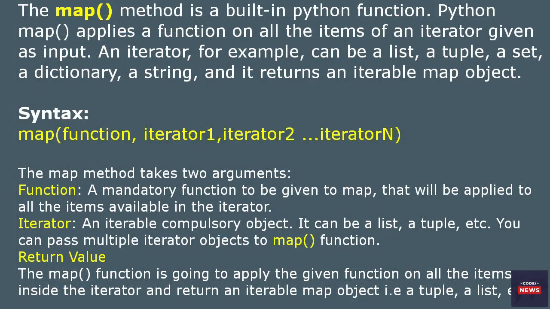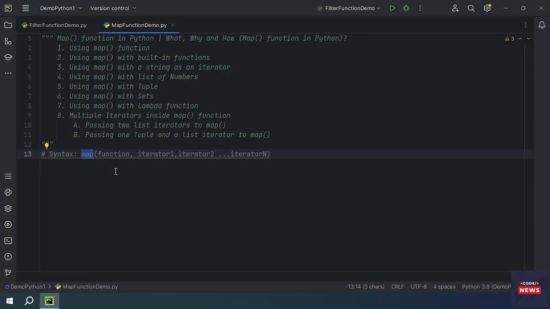Map function is a built-in function which applies a function on all the items of an iterator given as input. An iterator, for example, can be a list, a tuple, a set, a dictionary, a string, and it returns an iterable map object. What are these types? These are the data types of Python. You can see the syntax for the map function, a built-in function in Python.